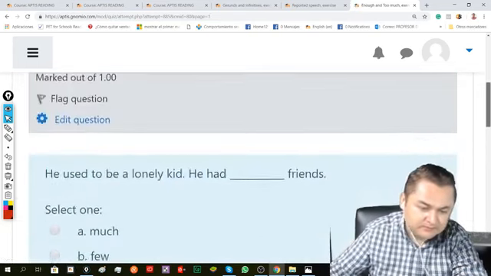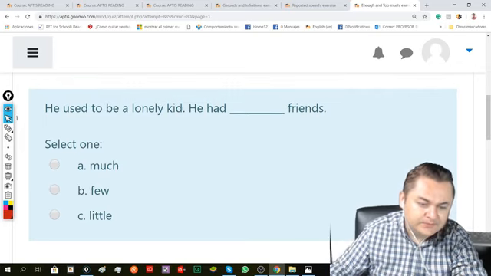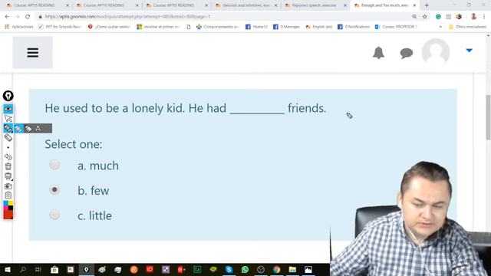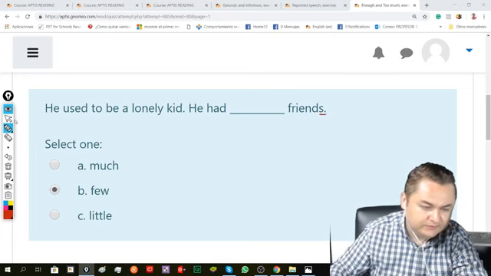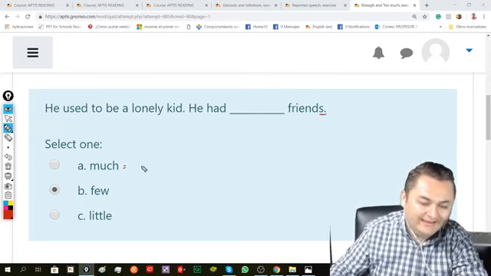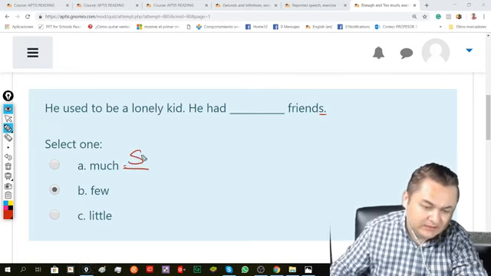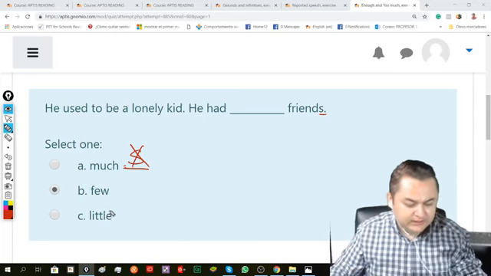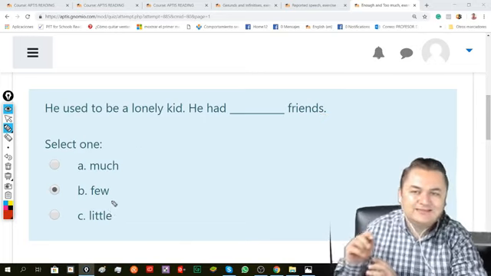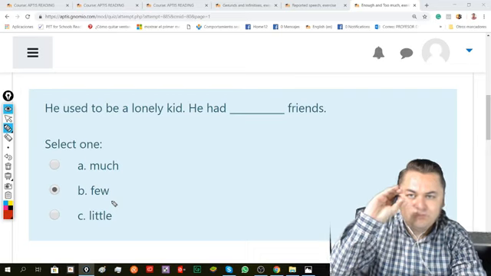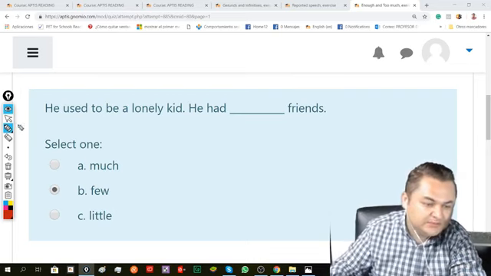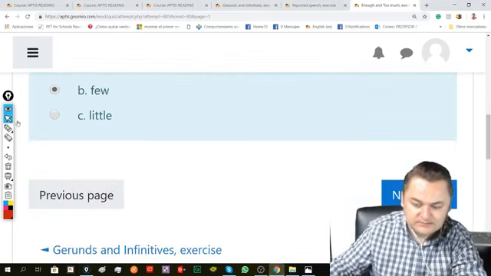Then in here it says, he used to be a lonely kid. He had few friends. We use few with these words that can end in plural. Few friends. Much friends is not possible because the word that follows much cannot end in S. And little means you want to think about that as a size. So a little friend would be like this friend, which is not common. We just say few friends.